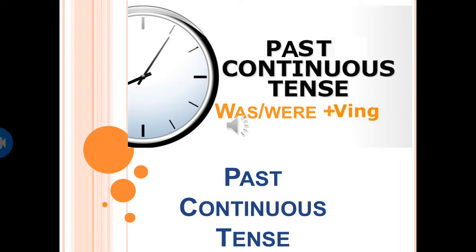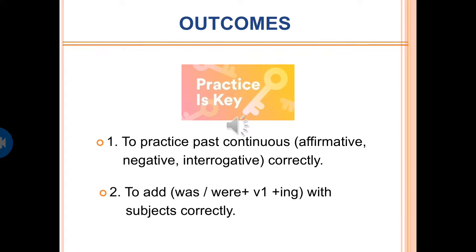Past continuous tense. Was or were plus verb and ing. Outcomes. 1. To practice past continuous, affirmative, negative, interrogative correctly. 2. To add was or were plus verb 1 plus ing with subjects correctly.